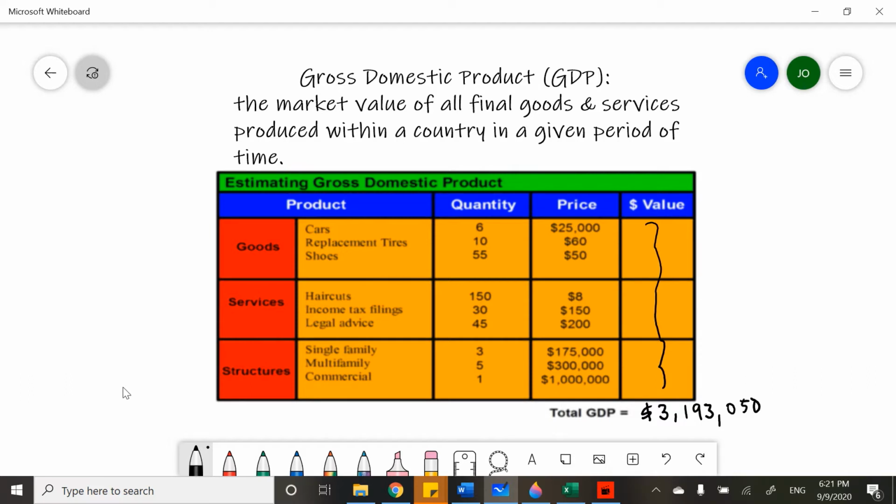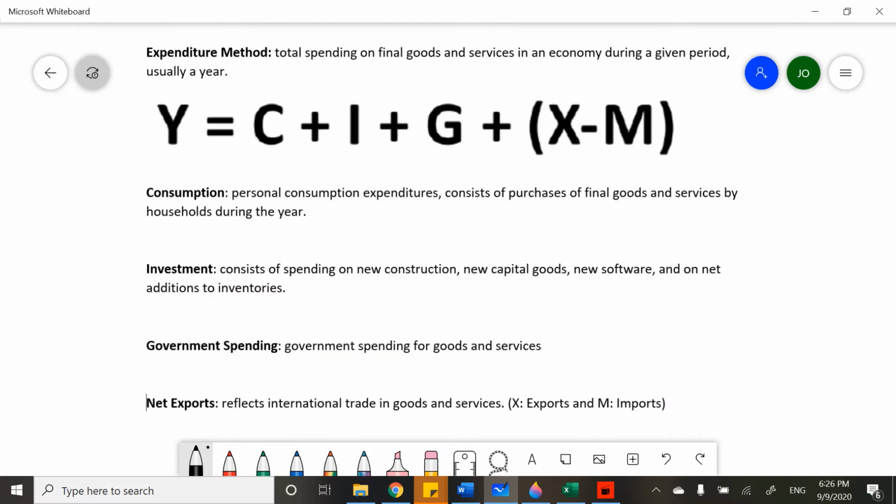For simplicity, in this video, we will focus on the expenditure approach, which adds up all the spending on all final goods and services produced in the United States during a year. For the expenditure method, we basically break down GDP into its components. Y is our GDP. Y is equal to C plus I plus G plus X minus M. Let's go over the key components of GDP.